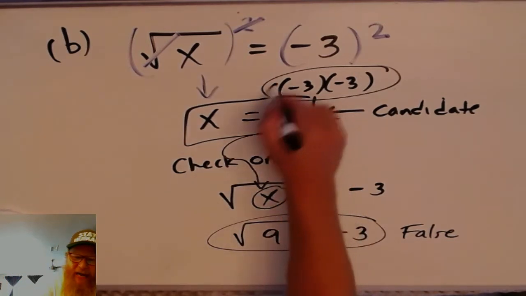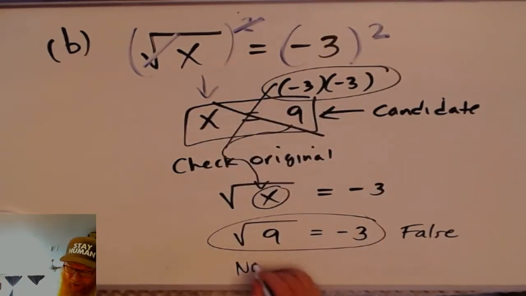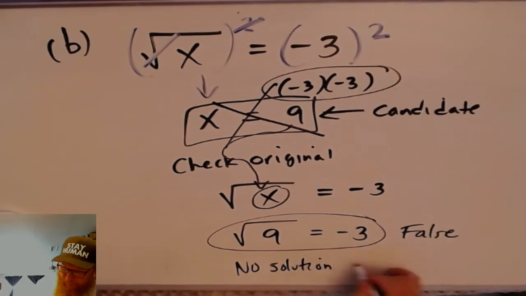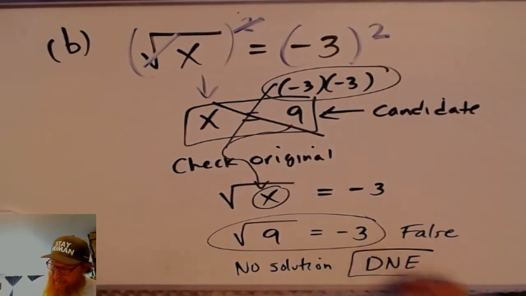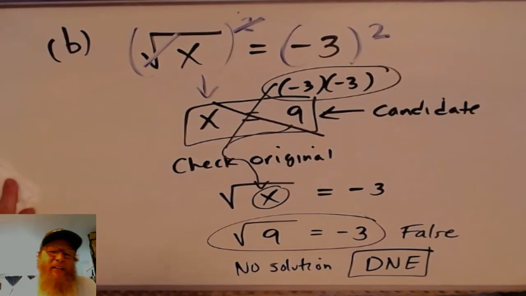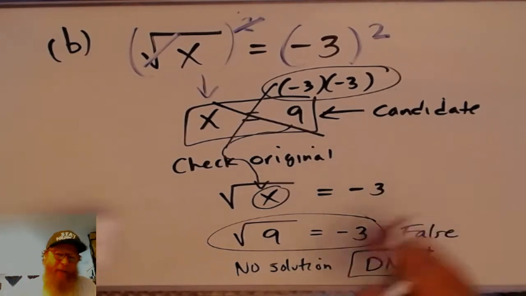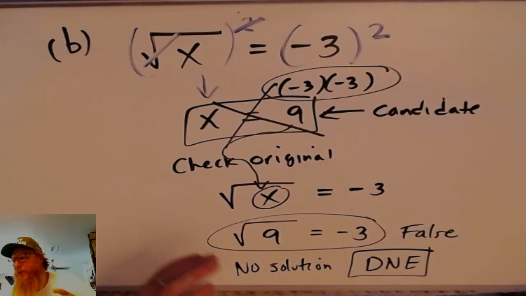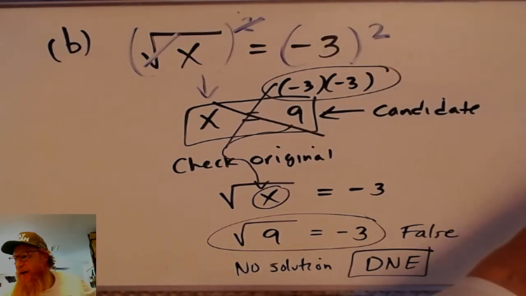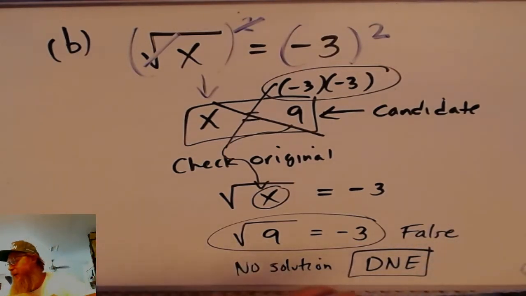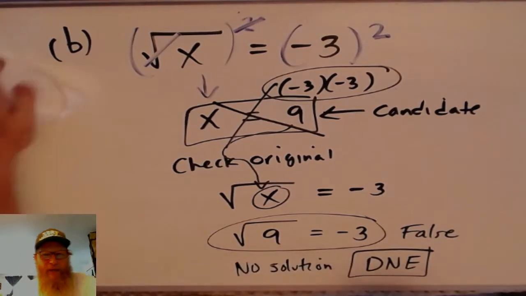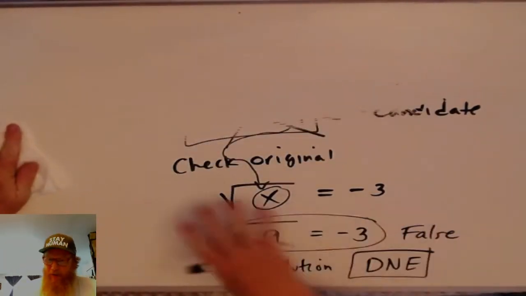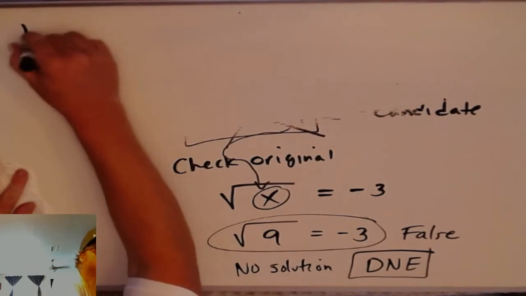So this candidate is a liar, so there is no solution. We say DNE when there's no solution. Does not exist. All right, well, that's really just example 1 to get the ball rolling, get you used to what we're going to be doing in this section. For the rest of these problems, they're going to be a little bit more complicated. I just want to make sure you understand what we're looking for when we check.